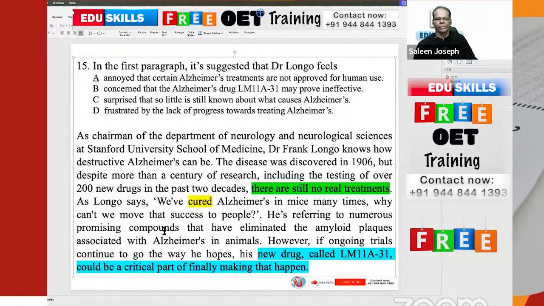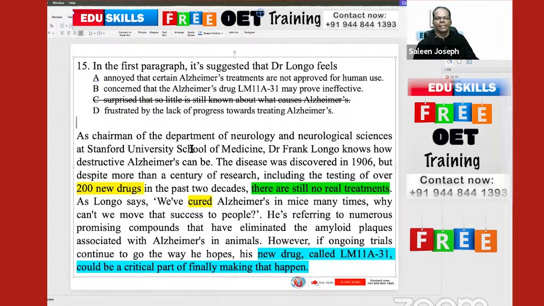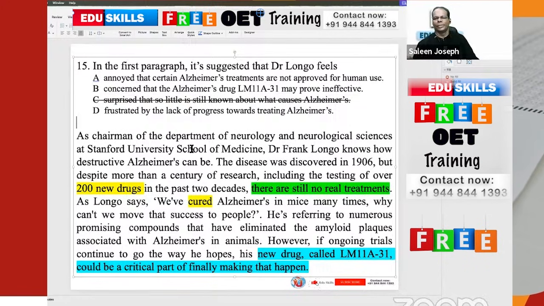200 new drugs. So what does the paragraph speak about? About causes or about treatment? About treatment. Do they speak anything about causes? No, this is about treatment. So causes can be eliminated, right? Yes. Now you'll have to think this way.